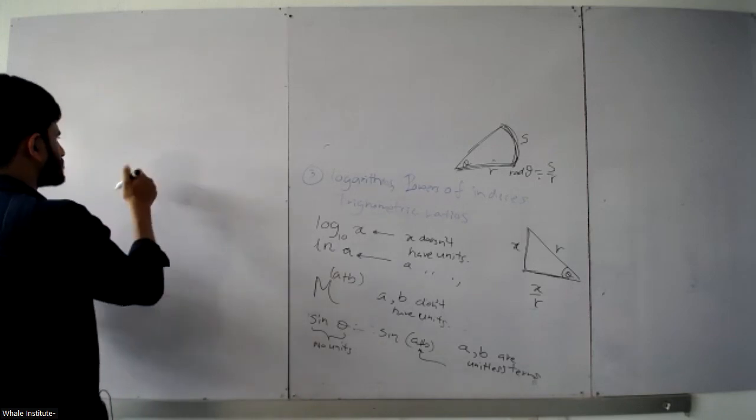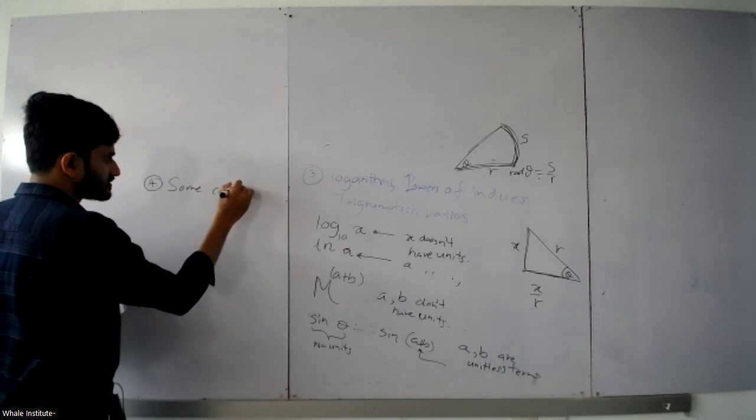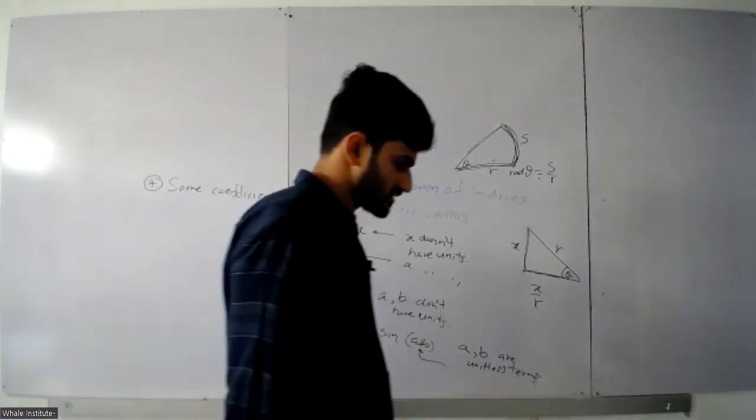So number 4, some coefficient, because some are consisted of units.